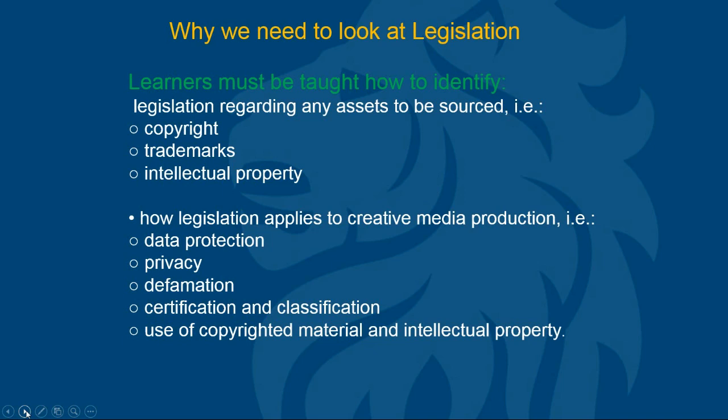So the main things that we're looking at in terms of any assets that we require to be used is that they either have a freedom from their copyright or that we have a permission. And the trademarks are not used without necessary permission, and that all intellectual property is used only where we're allowed to do so. The legislation that applies to the creation covers all of those things there: data protection, privacy, defamation, certification and classification, which a lot of people will get confused with, and there is a distinct difference between the two. The use of copyrighted material and intellectual property are also covered in this particular unit.